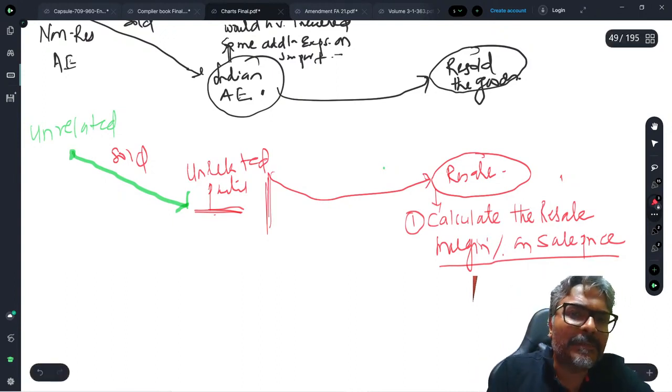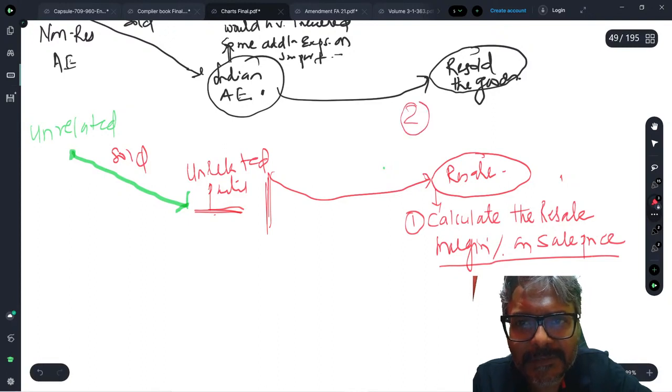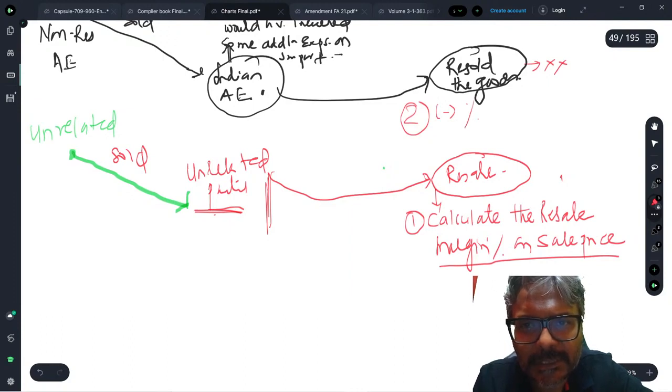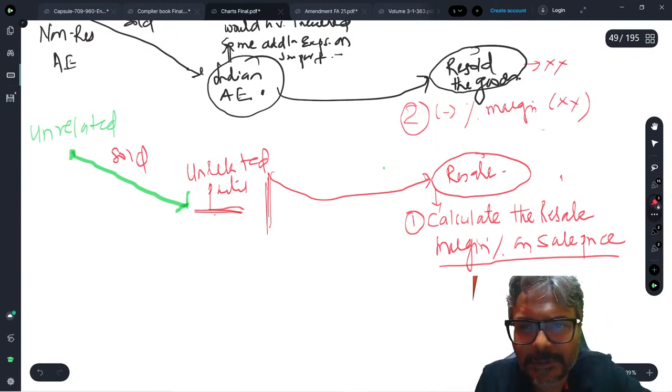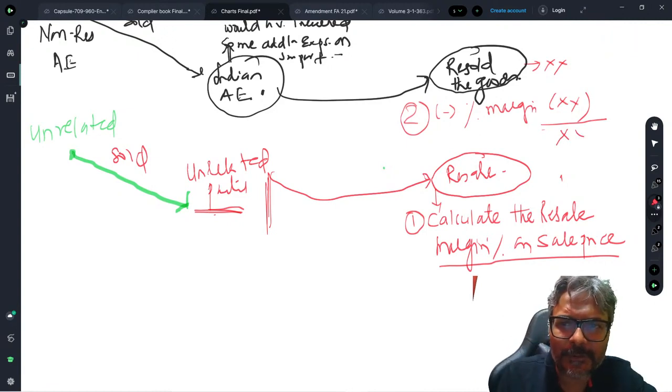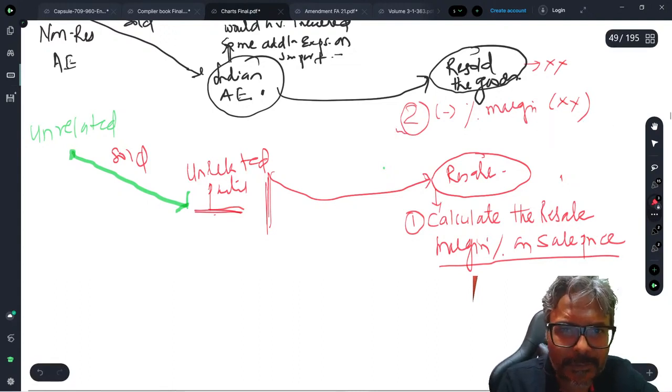Once you get the margin percentage on sales, students, the next step would be: from this resale price, you will have to reduce the resale margin percentage. The resale margin percentage needs to be reduced over here. And therefore, once you reduce the resale margin percentage from this particular price, you will reach over here.